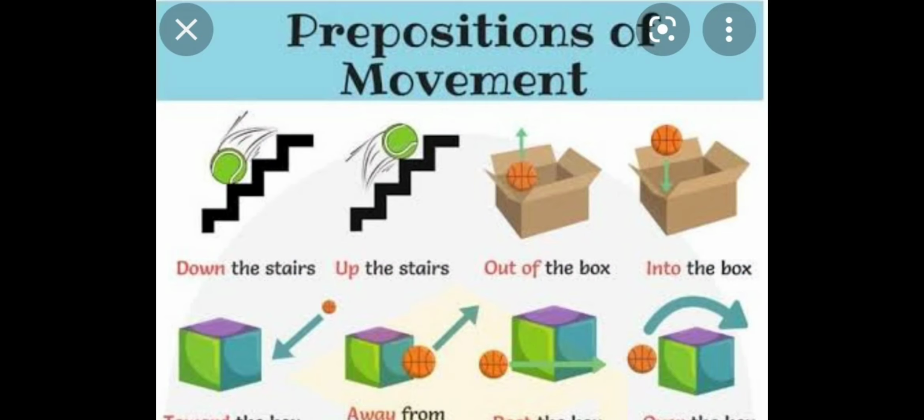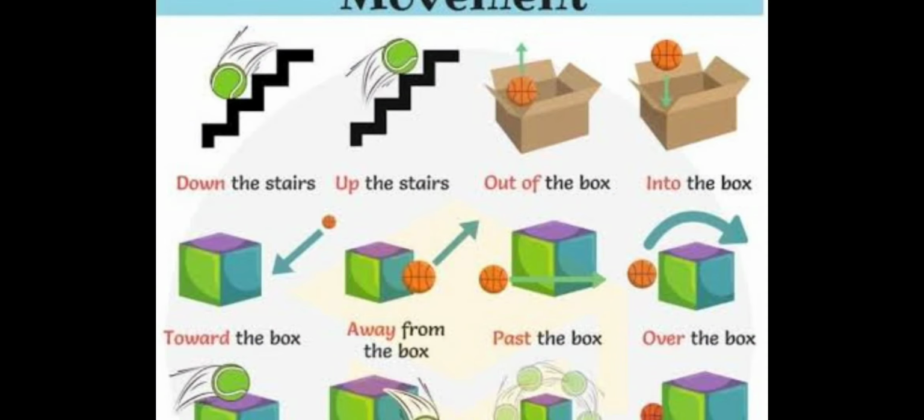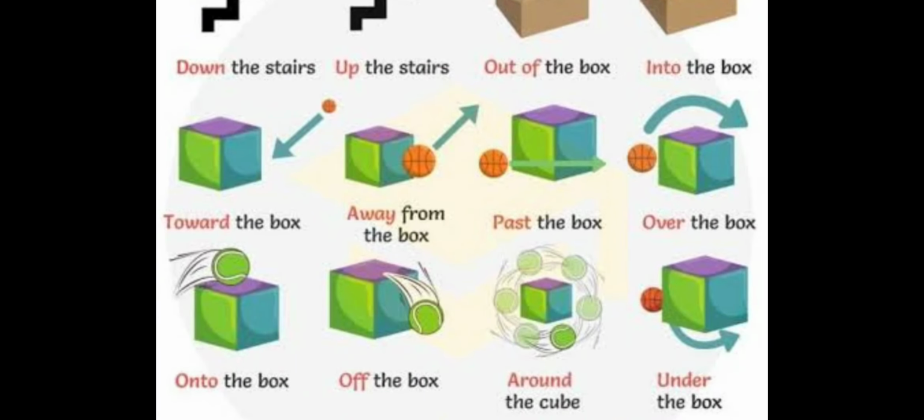हाँ, ये और कुछ प्रोपोज़िशंस ऑफ मूवमेंट जो मैंने पढ़ा है यहाँ, वो भी हो सकते हैं थोड़ा. डाउन द स्टेयर्स, यानी कि सीढ़ी से नीचे. अप द स्टेयर्स, यानी कि सीढ़ी के ऊपर. आउट ऑफ बॉक्स, यानी कि बॉक्स से बाहर निकलना. इन टू द बॉक्स, यानी कि बॉक्स में जाना. डायरेक्शन भी दिखा रहा है और पोजीशन भी. टुवर्ड द बॉक्स, यानी कि बॉक्स की तरफ आना. अवे फ्रॉम द बॉक्स, यानी कि बॉक्स से बाहर निकलना.